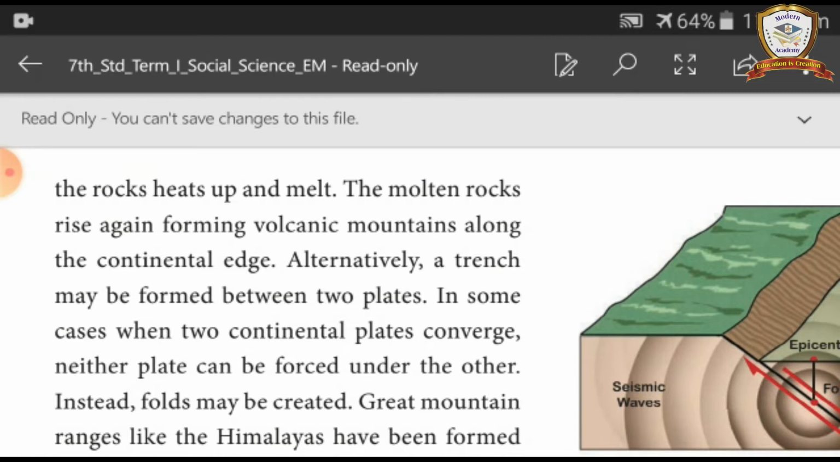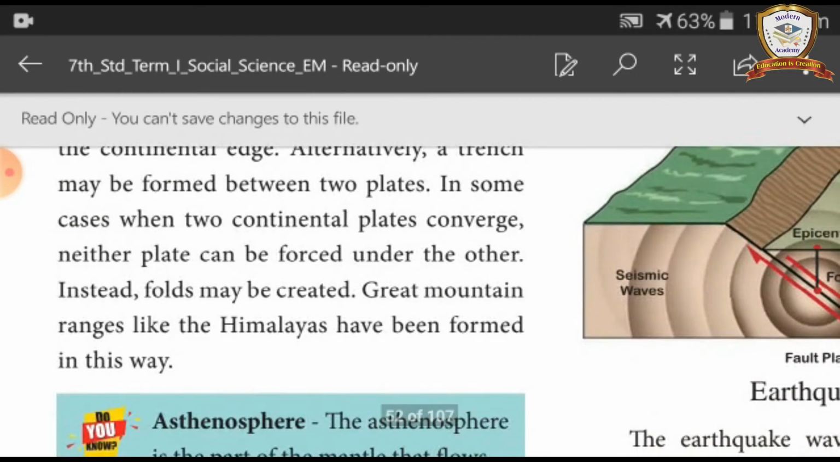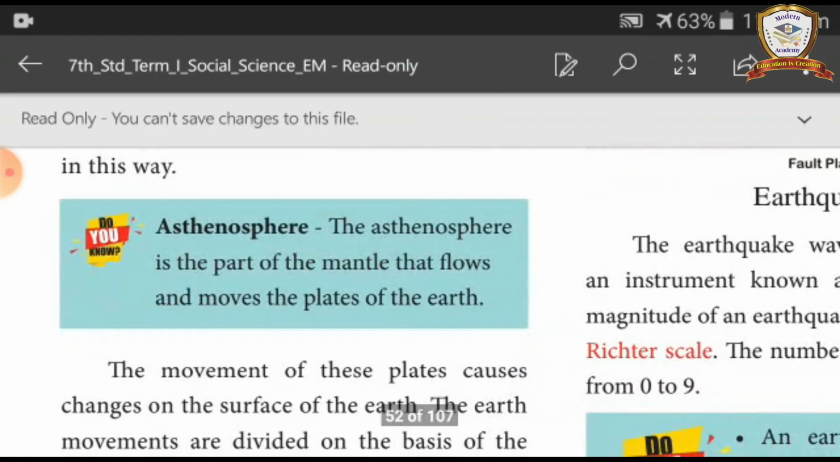Alternatively, a trench may be formed between two plates. In some cases, when two continental plates converge, neither plate can be forced under the other. Instead, folding may be created. Great mountain ranges like the Himalayas have been formed in this way. Asthenosphere. Asthenosphere is the part of the mantle that flows and moves the plates of the earth.